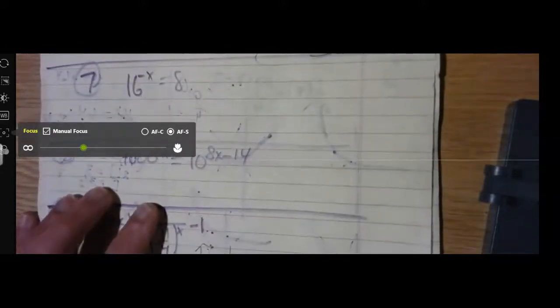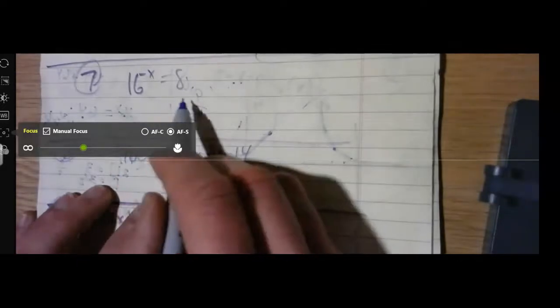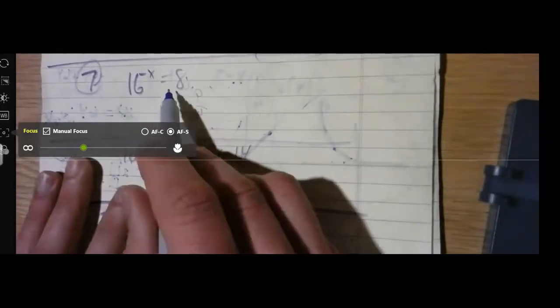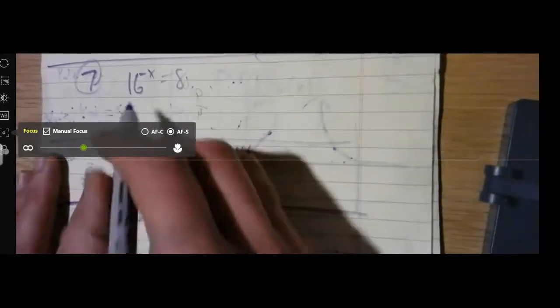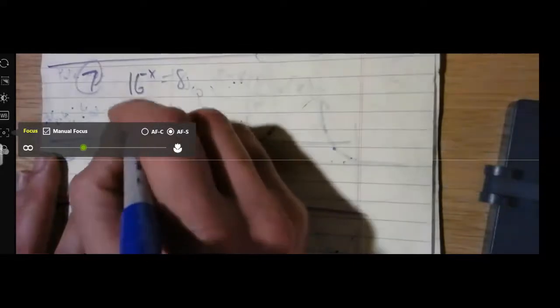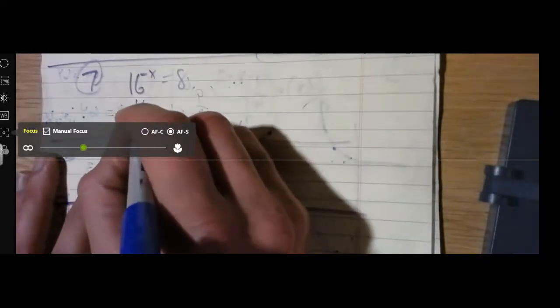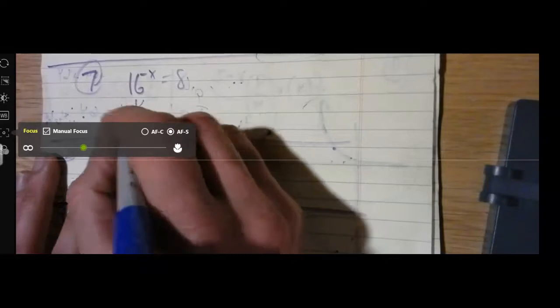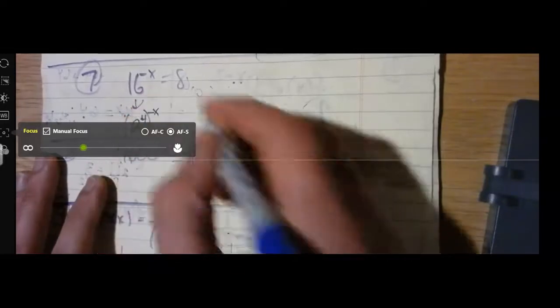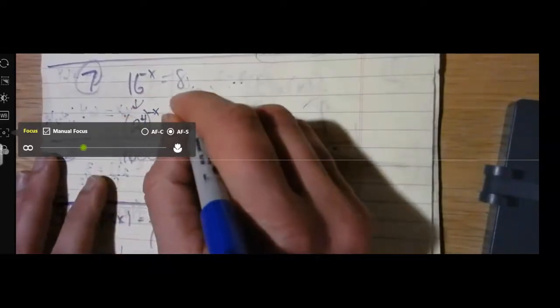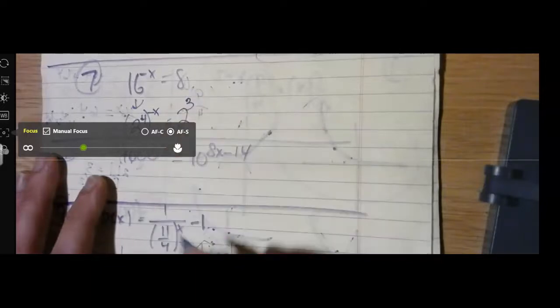Moving on down here. Now, what do these guys have in common? Well, you don't want to divide the 8 into the 16, although it's very tempting. We have to get the same base. So you might look here, and we're going to say, okay, that's going to be 2 to the 4th power to the negative. They're both base 2. And this is going to equal 2 to the 3rd power.